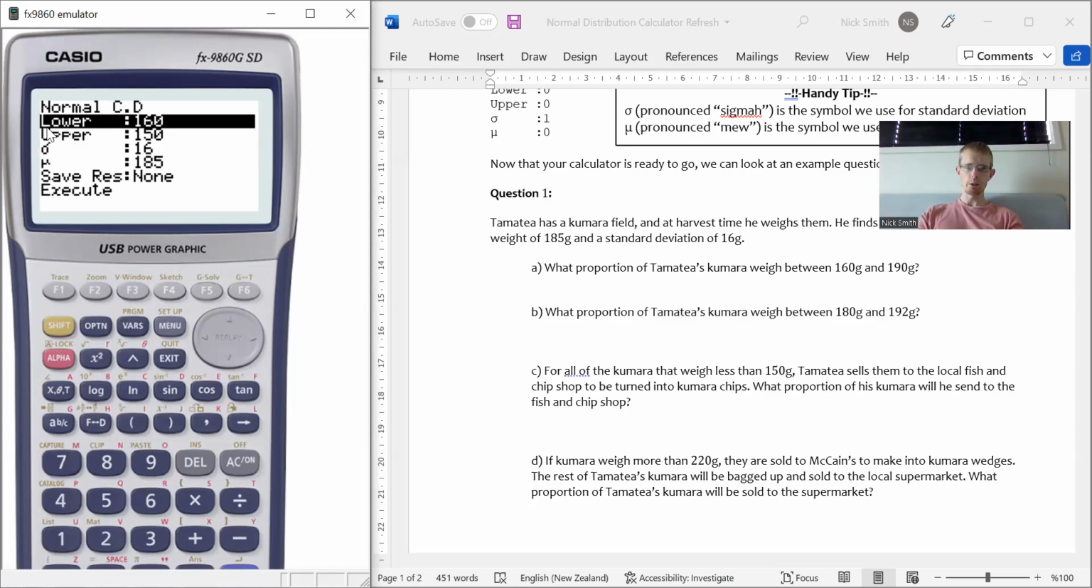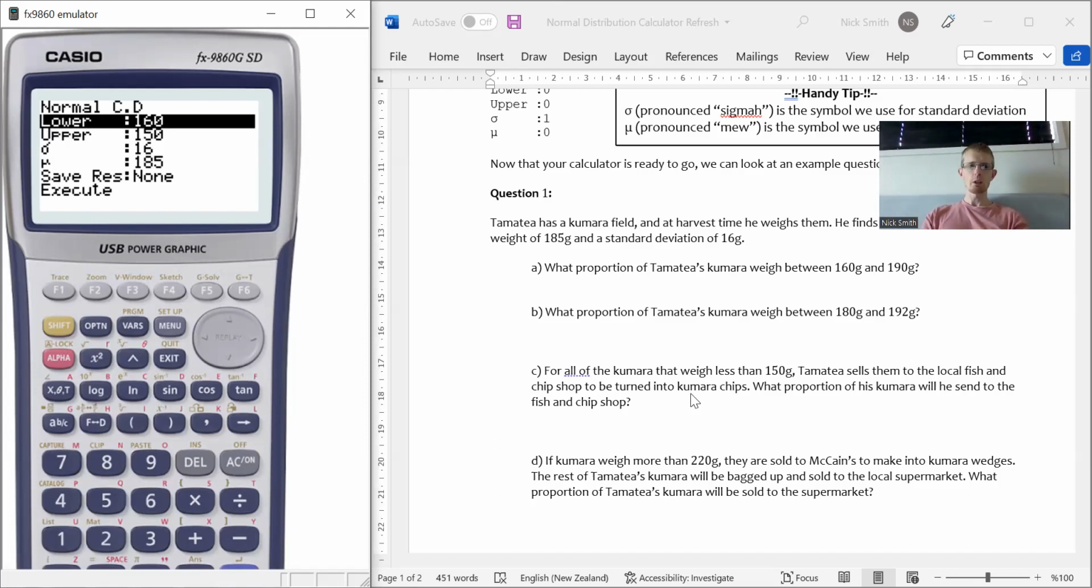So the lower value then, the upper is 150, the lower value, we've got to think about that carefully. These kumara could weigh anything that's less than 150. So I guess the lowest possible would be a weight of 0.